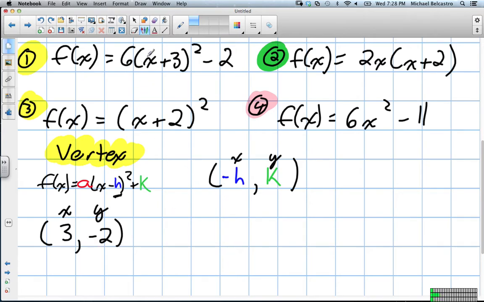So wherever it is. Does it open up or down? It opened up. Up, okay. We know that because it's positive. So we know we have a parabola opening upwards. This is for number 1, okay. Vertex at the point 3 and negative 2. Is it a max or a min?